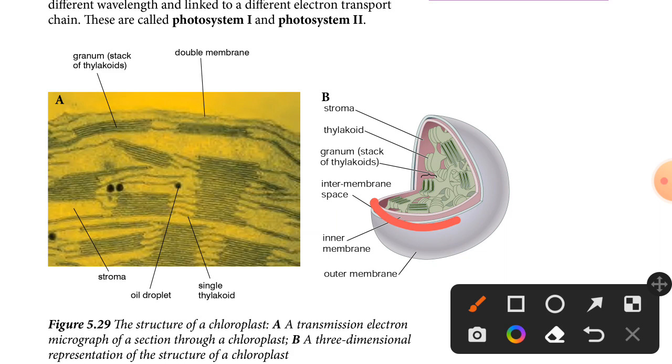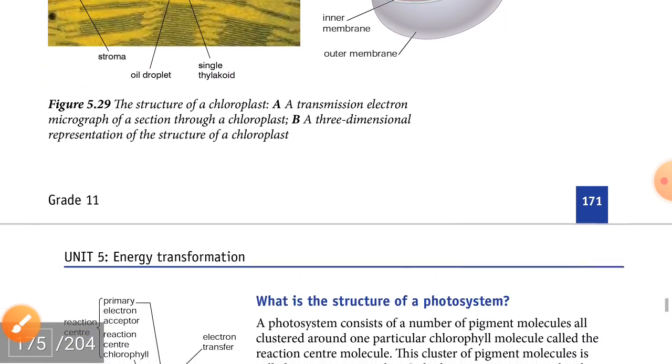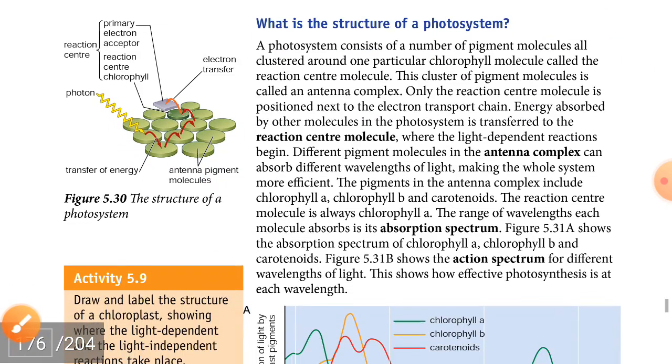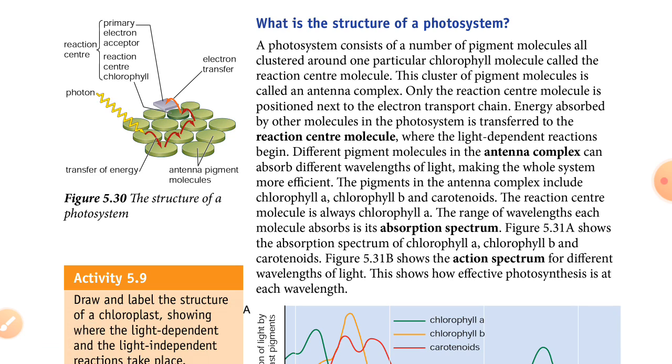This one is intermembrane space. This one is inner membrane. This one is outer membrane. So don't forget this one. This is the structure of the chloroplast. What is the structure of a photosystem? Structure of photosystem structure qaba.